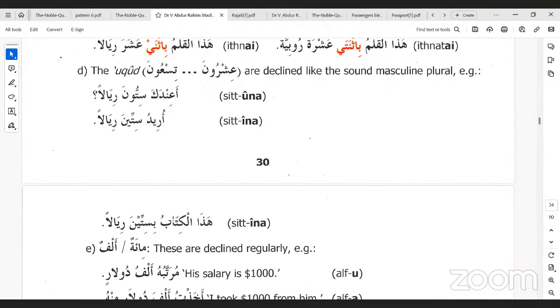The tens, ishruna, tis'una, are declined like the sound masculine plural. Example, indaka situna riyalan. I have 60 riyals. Uridu sitina riyalan. I want 60 riyals. Haza kitabu bisitina riyalan. This book is of 60 riyals.